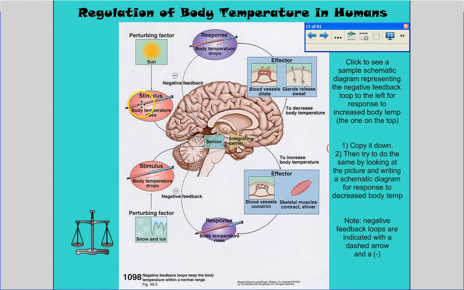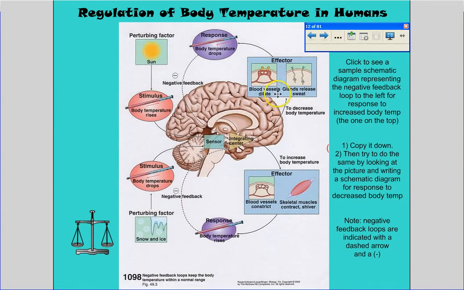Then it causes an increase in our body temperature, which serves as a stimulus that can be detected within your body. So sensors in your body detect the increase in temperature and send a message to the integrating center in your brain. Okay, so our brain interprets the information, says, oh, we need our temperature to go down. So it sends a message to effectors. And this is just showing examples of two of the effectors that would be caused to respond to what's happening.